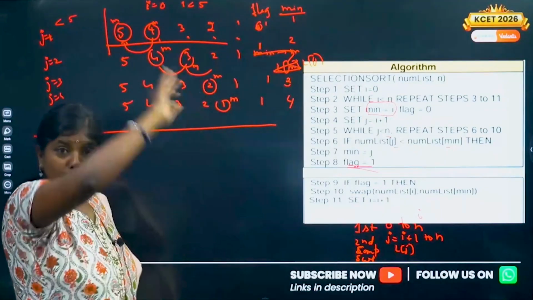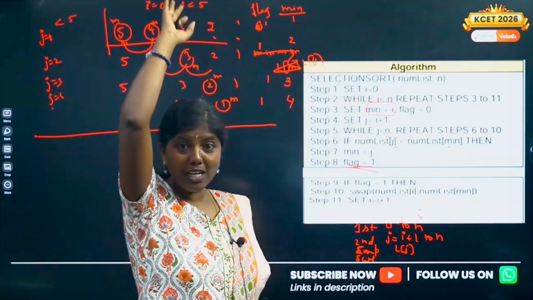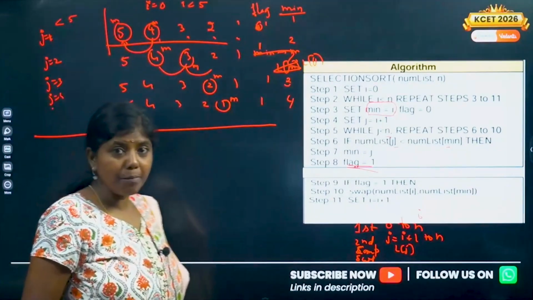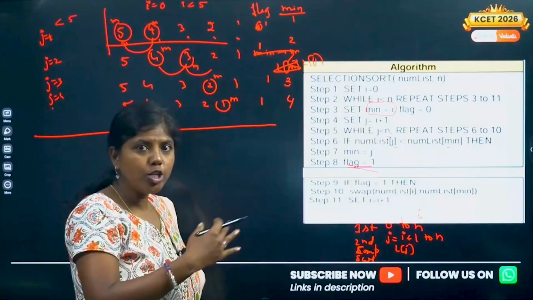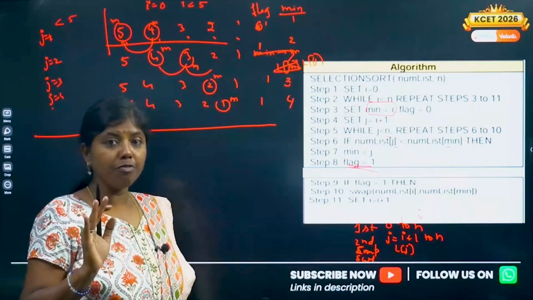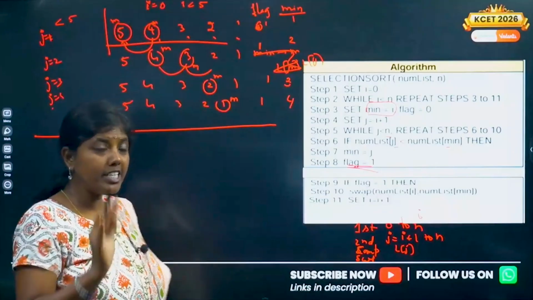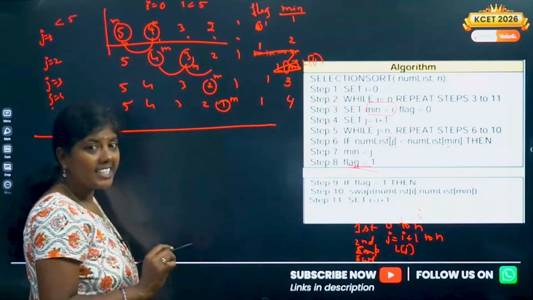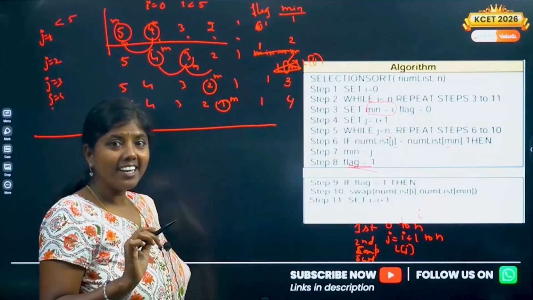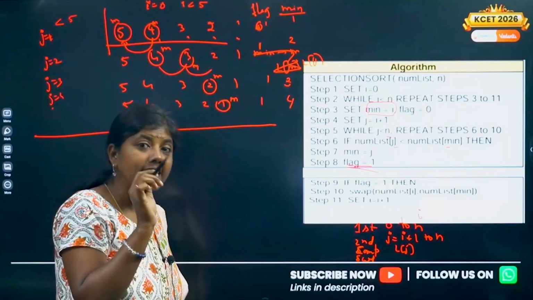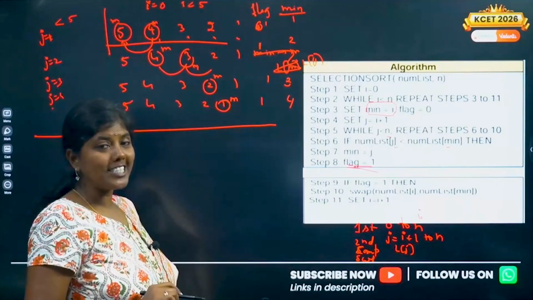I've compared with all the elements. The minimum element I had first compared was 5, and I've compared with 4, 3, 2, 1, everything. Now, after all this comparison, I've got the minimum element. What is the minimum element? Minimum element is going to be 1. Element is 1. Where do I have to place that? I have to place it in its corresponding position.